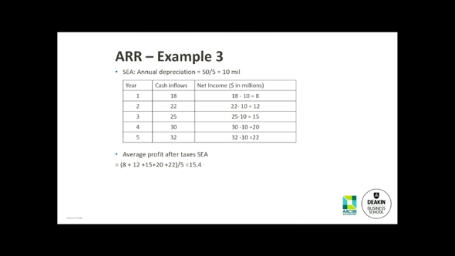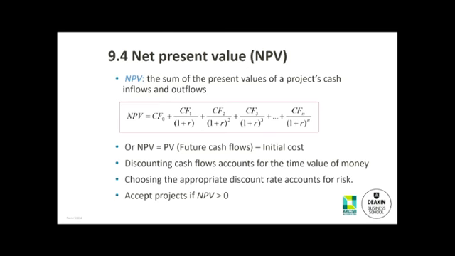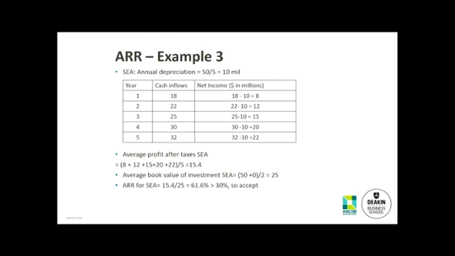And that is your numerator. What is your denominator? Average investment. 50 beginning plus 0 divided by 2, which is 25, is your denominator. Now, how much is your accounting rate of return? It's about 61.6%. Again, it's higher than your targeted rate. So again, you accept it.